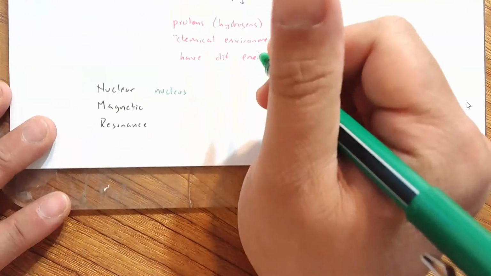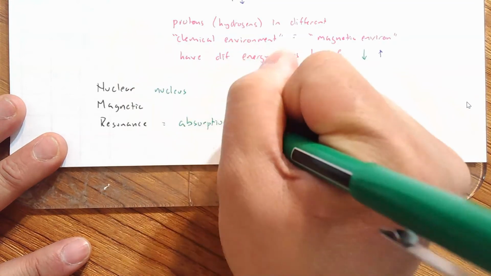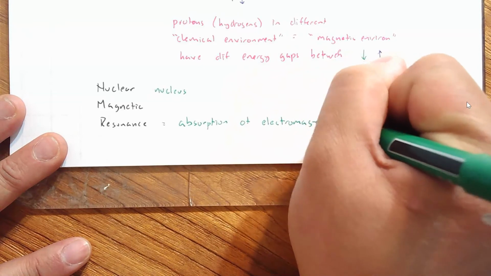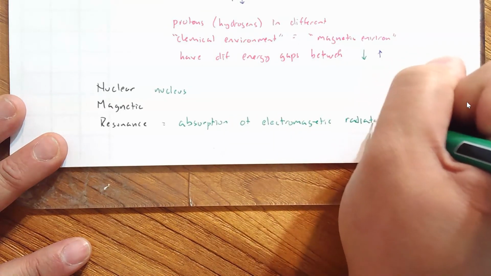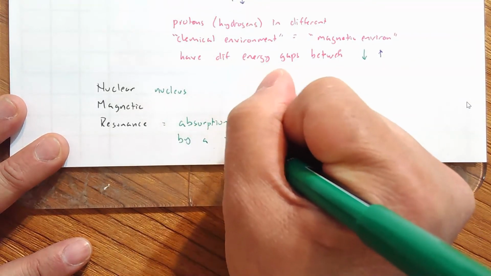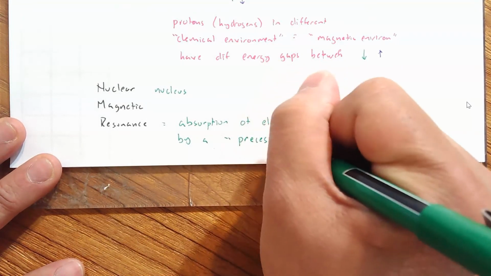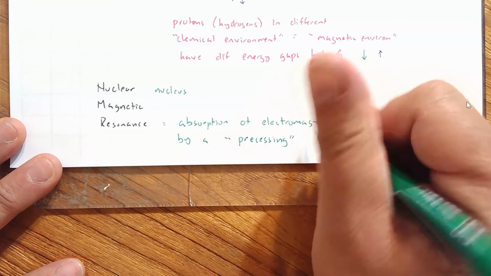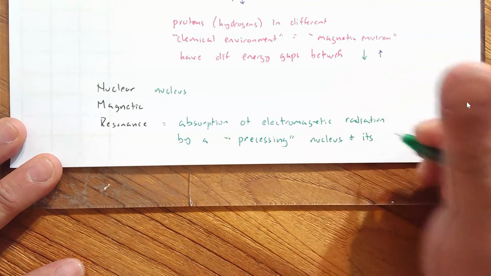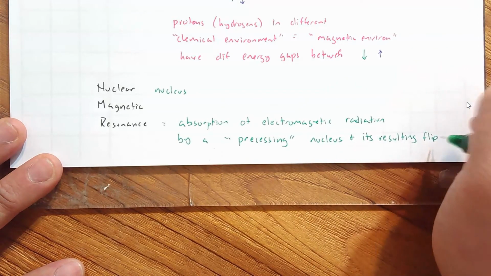Resonance is the absorption of electromagnetic radiation by what's called a precessing, not processing, a precessing nucleus and its resulting flip.